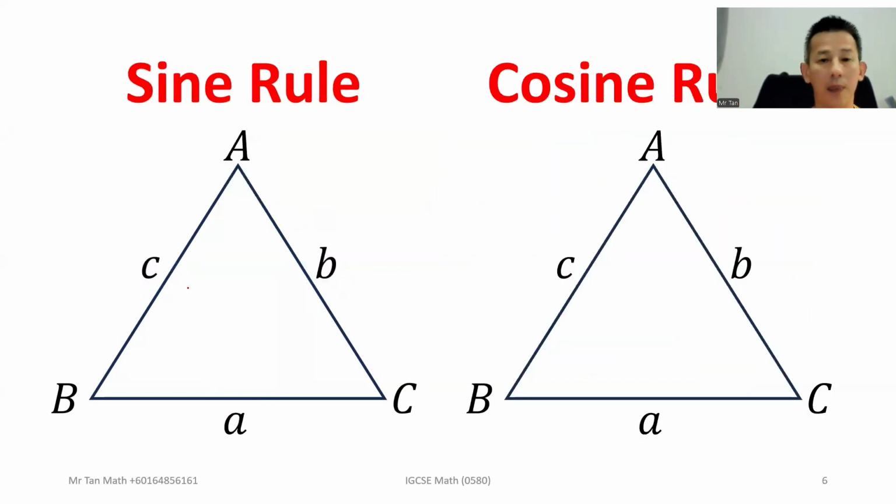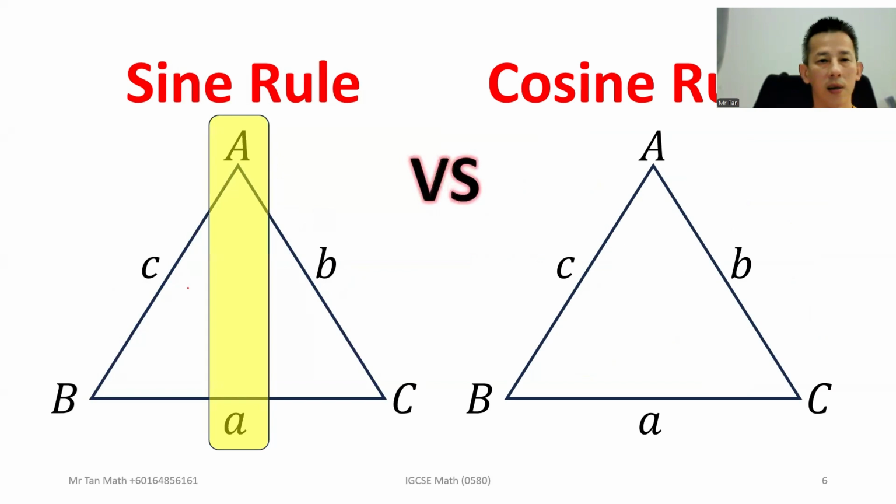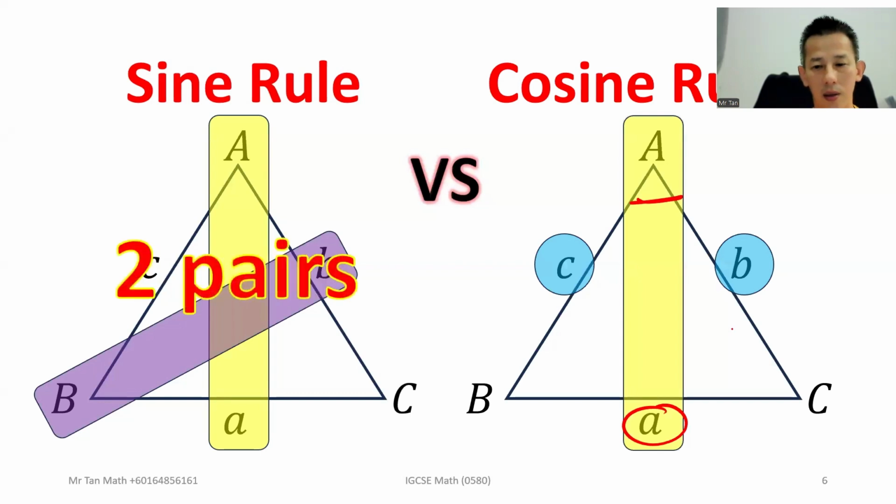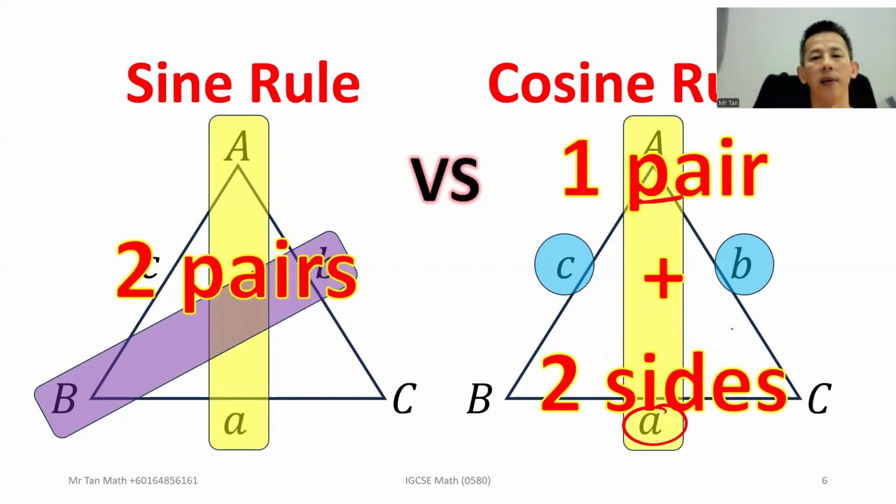Now let's look at them side by side. Sine rules, you need 2 pairs, and cosine rules, you need 1 pair and 2 sides. And the unknown for cosine rules will be one of the pair, not the side. That will be easier. So 2 pairs for sine rules and 1 pair plus 2 sides for cosine rules.